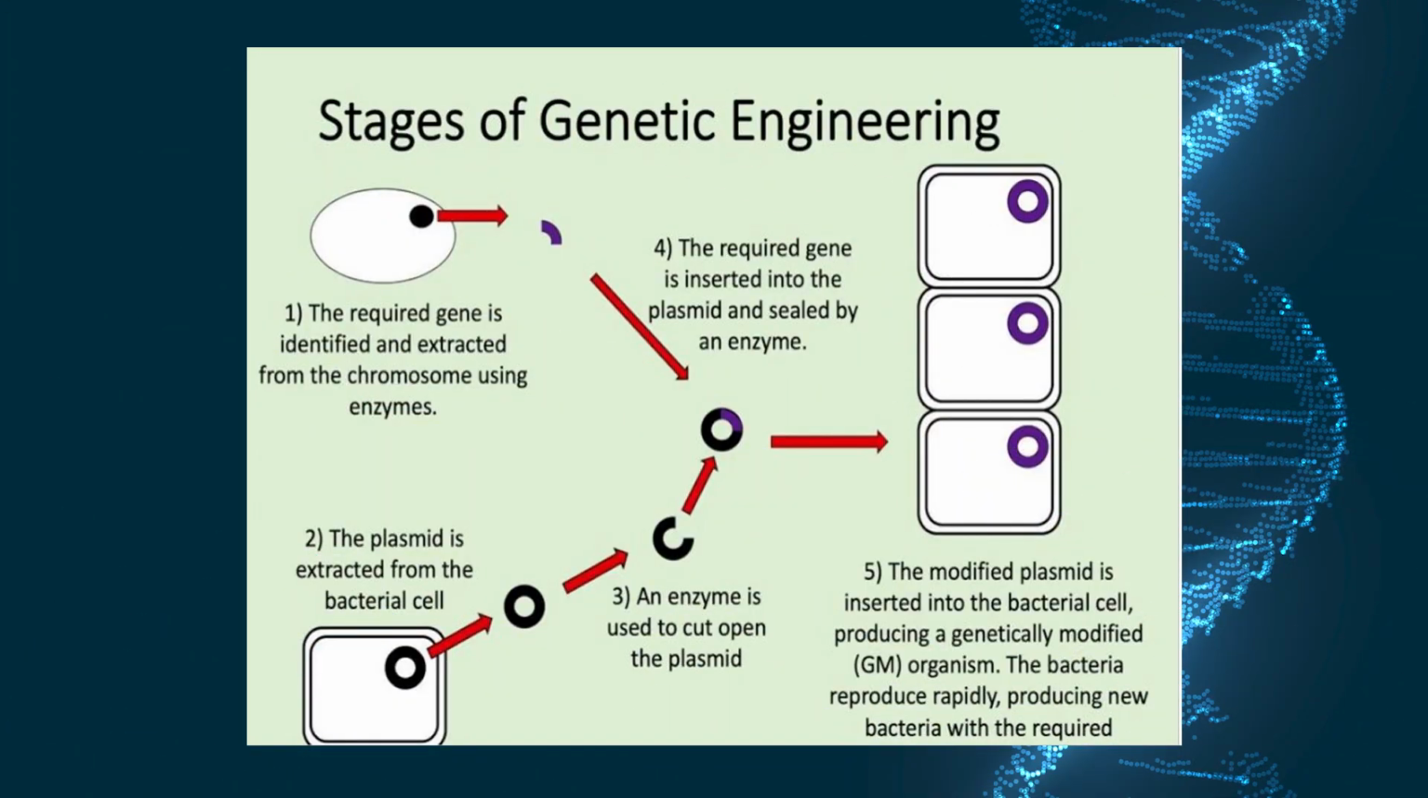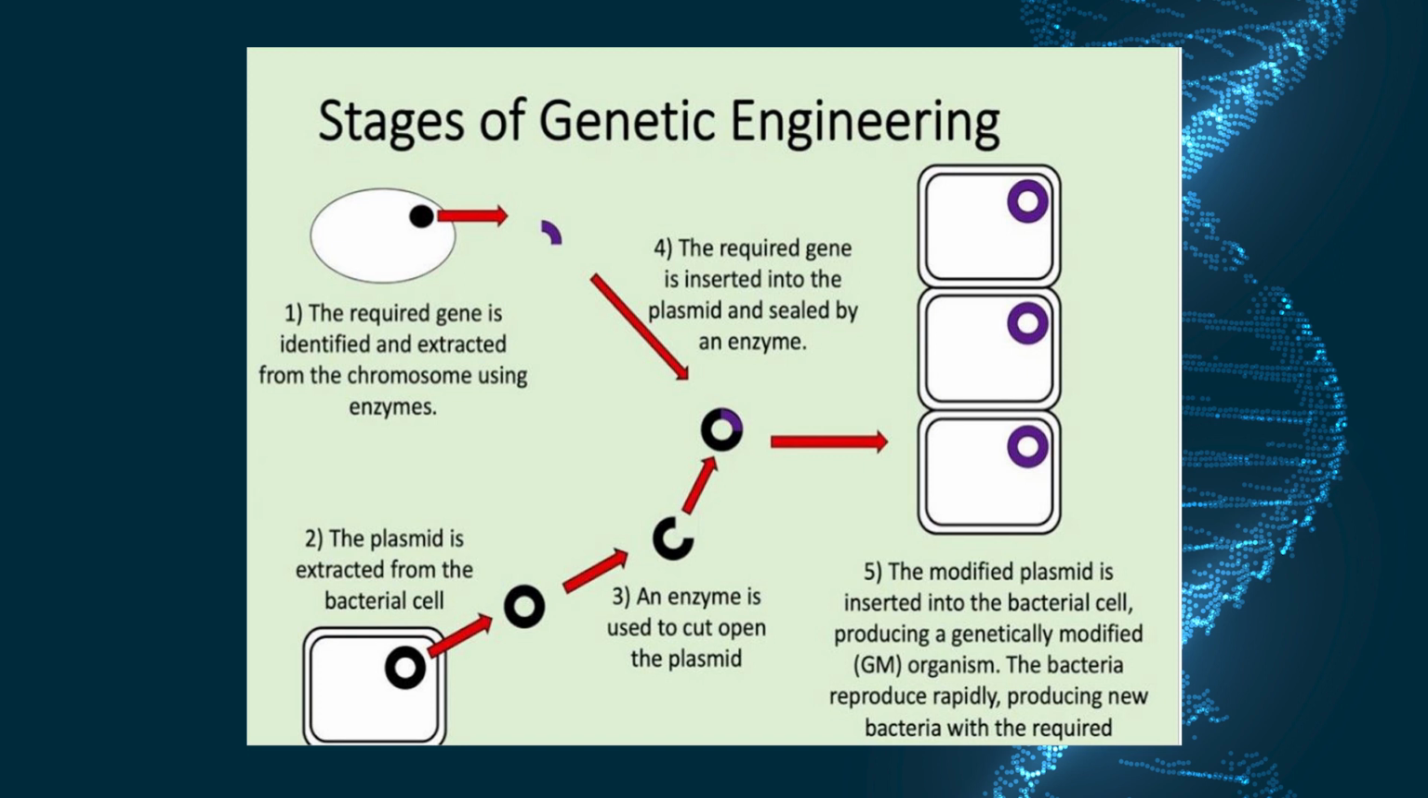In the figure which we have seen just now, in the first step what is happening is the required gene is being identified and extracted from the chromosome using various enzymes. These enzymes will be particularly restriction endonucleases. They can be EcoRI, BamHI, HindIII and many more. The required gene is identified, meaning which trait needs to be incorporated into the host organism. Depending on that, the required gene will be selected.